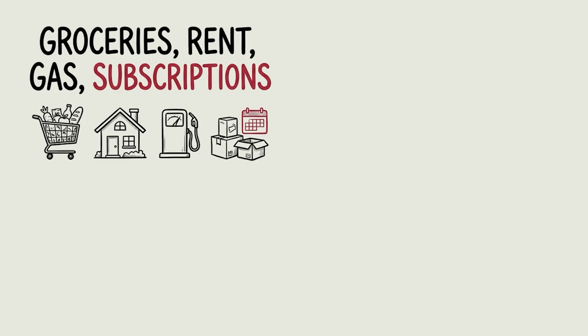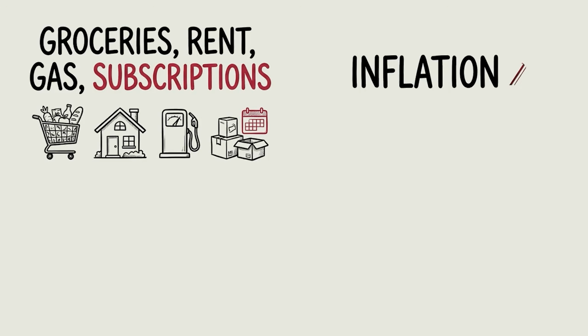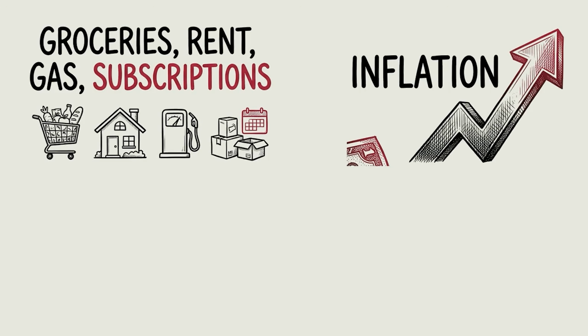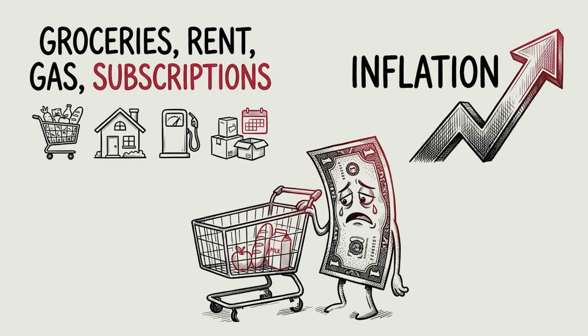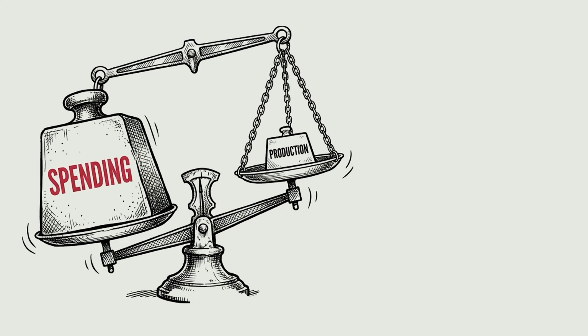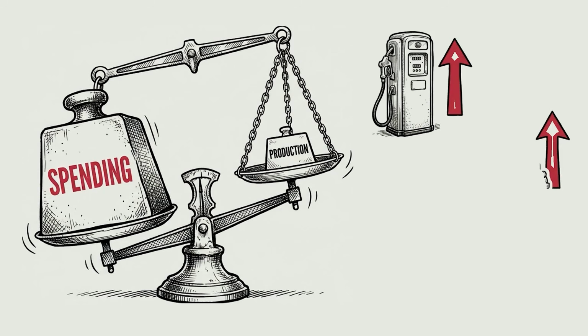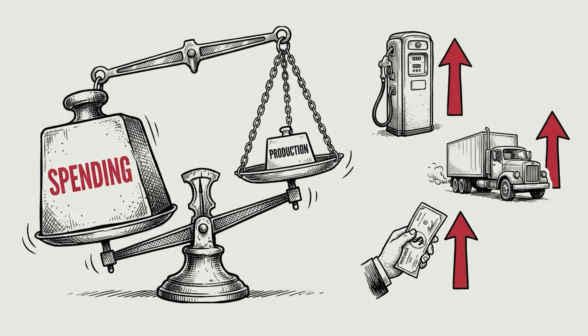Groceries, rent, gas, subscriptions. When inflation hits, it feels like everything gets expensive at once. Inflation means prices are rising across the whole economy, so your money buys less over time. Usually that happens when spending grows faster than production, or when major costs like fuel, shipping, and wages rise together.